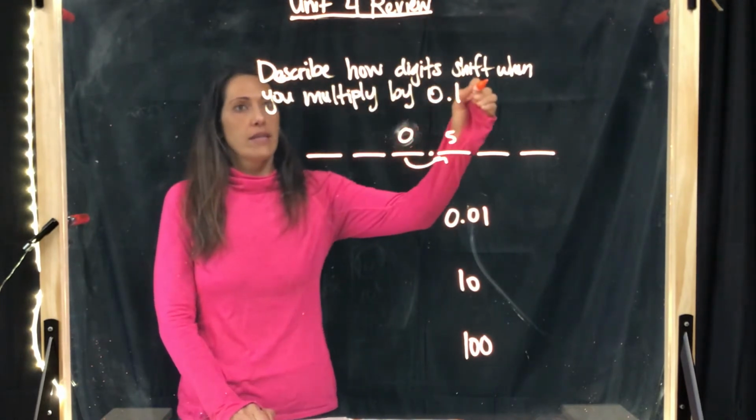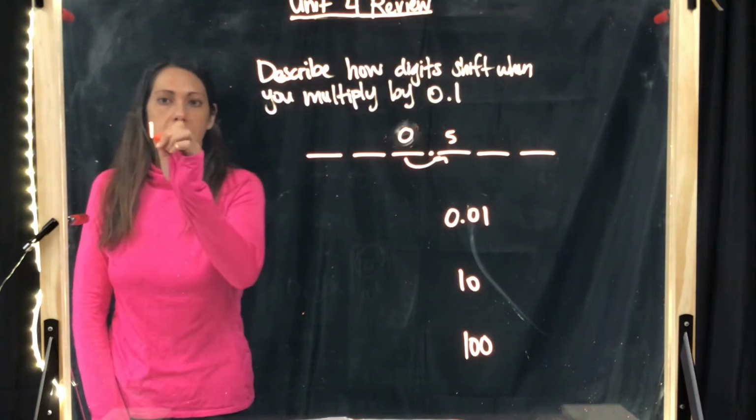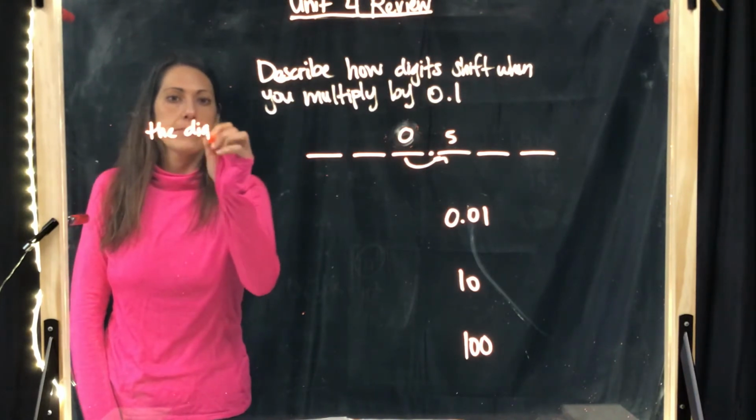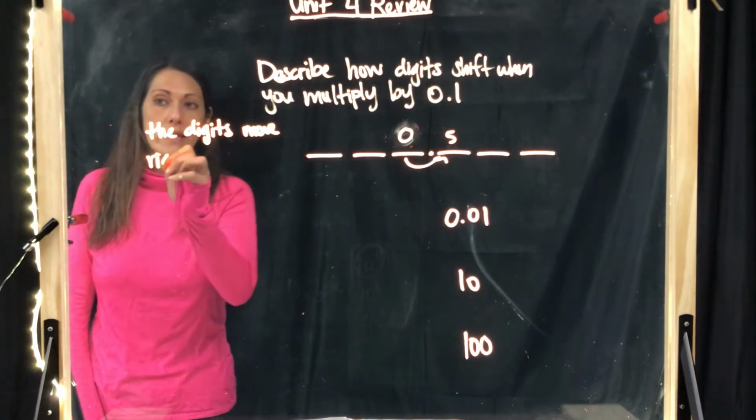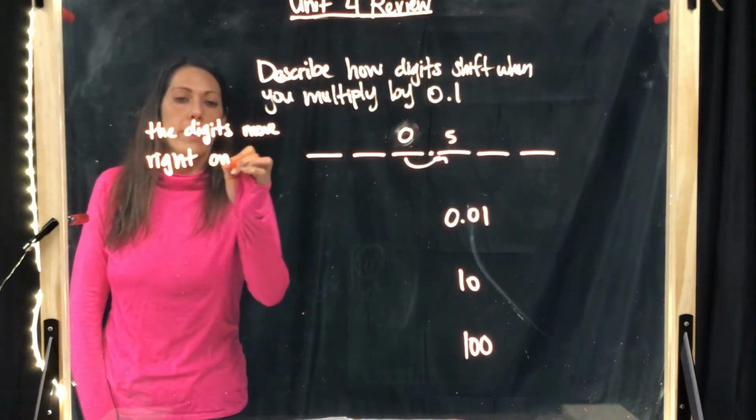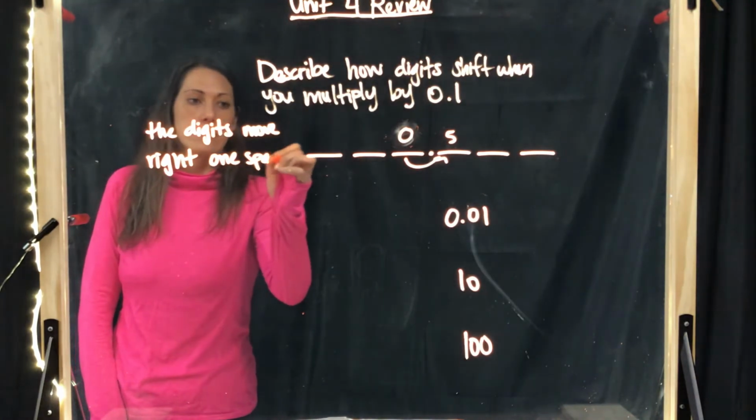So if I had to write this out, I would say the digits move right one space, okay?